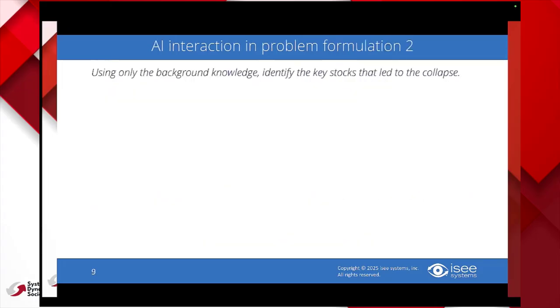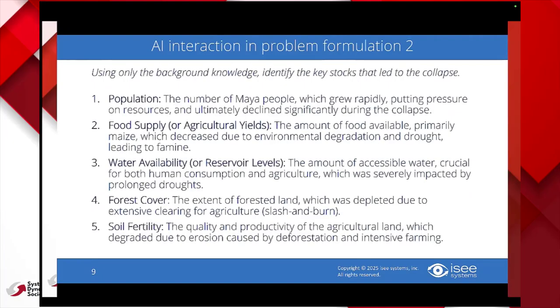And then I still want the key stocks. So I put the problem statement in there, same link for the background knowledge, and said, using the background knowledge, identify the key stocks that led to the collapse. And it gave me this answer, which is an amazingly good answer. Population, food supply, water availability, forest cover, and soil fertility.